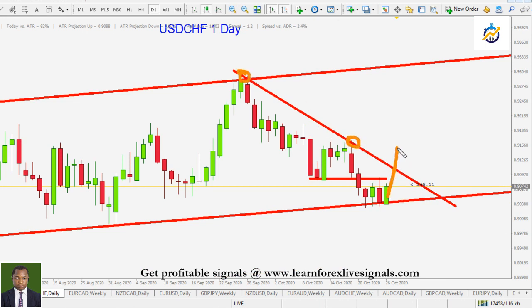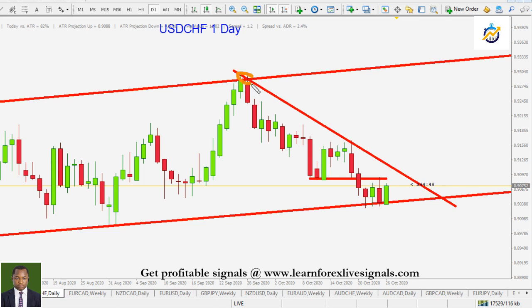Until price breaks above that level, then we will be very comfortable searching for further pushes to the upside. This is the trend line to the downside. It has to be taken out before we can conclude that the bulls are now in control. But for now, price is trading around an area where we don't have to go short, but the bears are still in control.